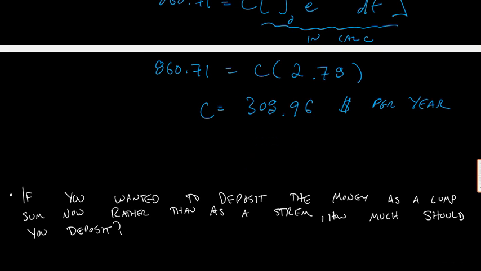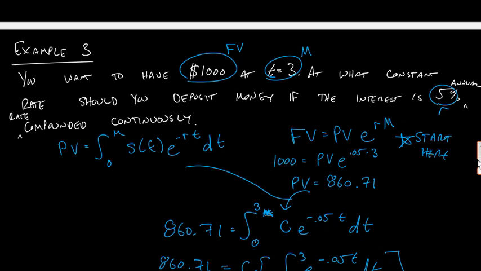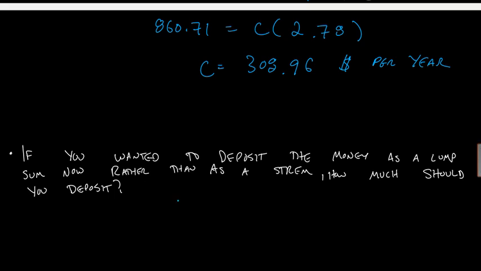Now the last question here is something you'll probably get in your web work or something like that, is if you wanted to deposit the money in a lump sum rather than as a stream, how much would you deposit? And so this is actually the definition of present value. It's saying present value says if you put this amount of money in at the beginning as a lump sum, you'll have the future value at your end time. So this is really just your present value, which you solved for in the last problem already, so we don't need to solve for it again, which was 860.71.